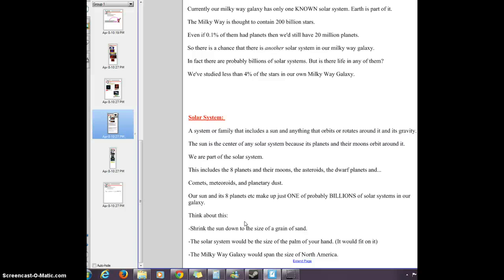The Milky Way would span the size of North America. That is how large our Milky Way galaxy is. That is how large galaxies are. And can you imagine? There are hundreds of billions of stars in our galaxy, and there must be hundreds of millions of solar systems with things rotating around those stars.